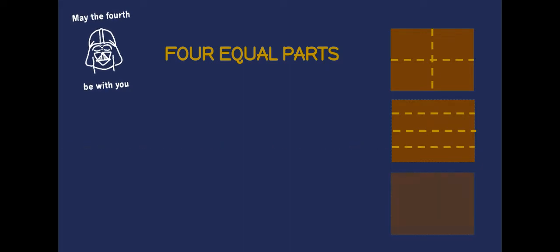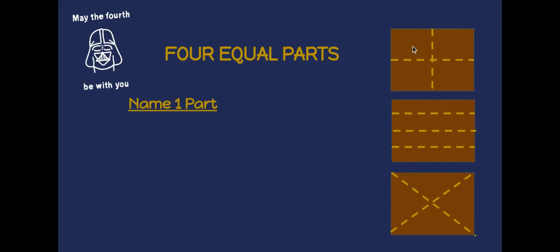We're going to do the same thing. This time we're going to divide our sandwich into 4 parts. We could use a vertical and a horizontal line. We could use 3 horizontal lines. We could use a couple diagonal lines. All of those are now divided into 4 equal parts.